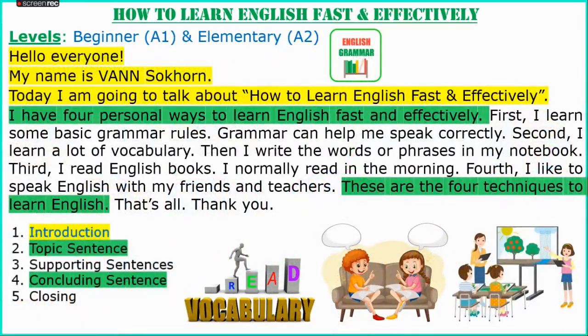This is the writing from the listening part at the beginning. We write it from the outline. So if you have the outline already, it's easy to write your script. Just like what we have done with the previous topic, we have the introduction in yellow color, topic sentence the first green color, the concluding sentence the second green color. The middle sentences are supporting sentences that support the topic sentence, and the last sentences are closing.